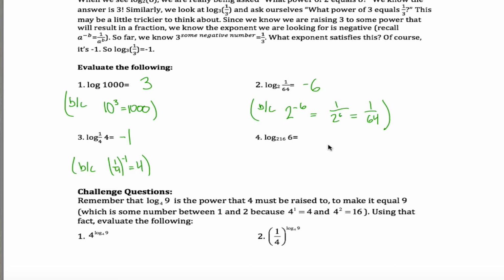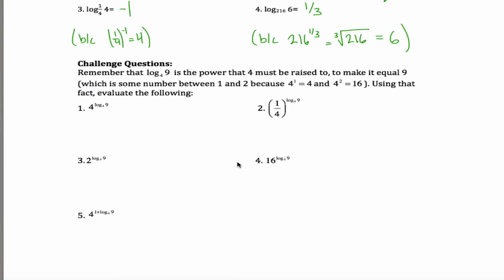And finally, the log base 216 of 6, I think that'll end up being 1/3, and my logic is that 216 raised up to the 1/3 power is the same as the cubed root of 216, and the cubed root of 216 is 6, because 6 times 6 times 6 equals 216. These are the answers. There's a little logic behind them.